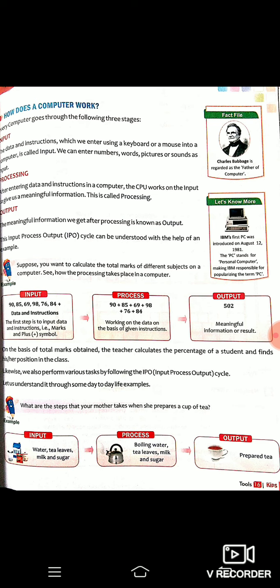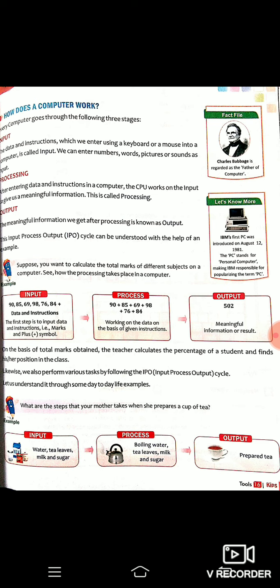Input process output cycle means in our real lives also we follow the same process. For doing any task, first we give input, then the process happens, and at the last we get the result. For example, if the teacher wants to calculate the percentage of a particular student, first of all the teacher has to enter the marks, then find the total, and then calculate the percentage. At last they will come to know the ranks of students.